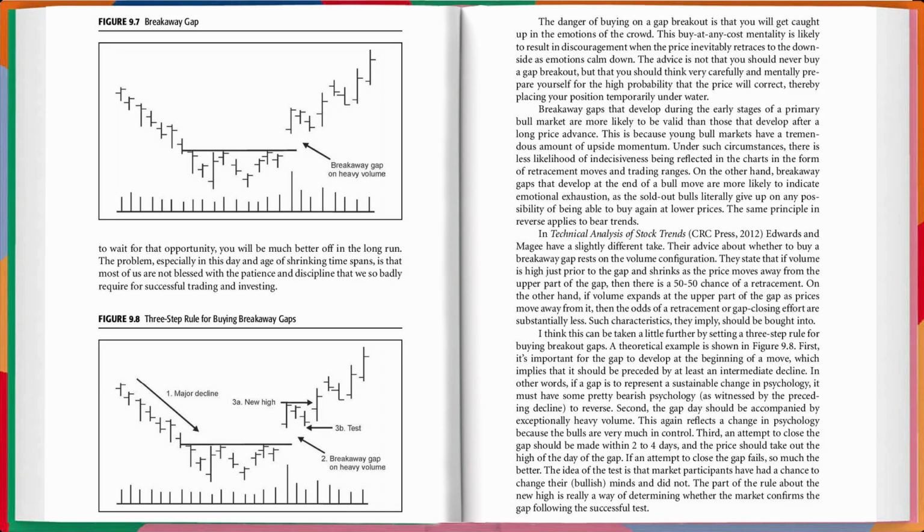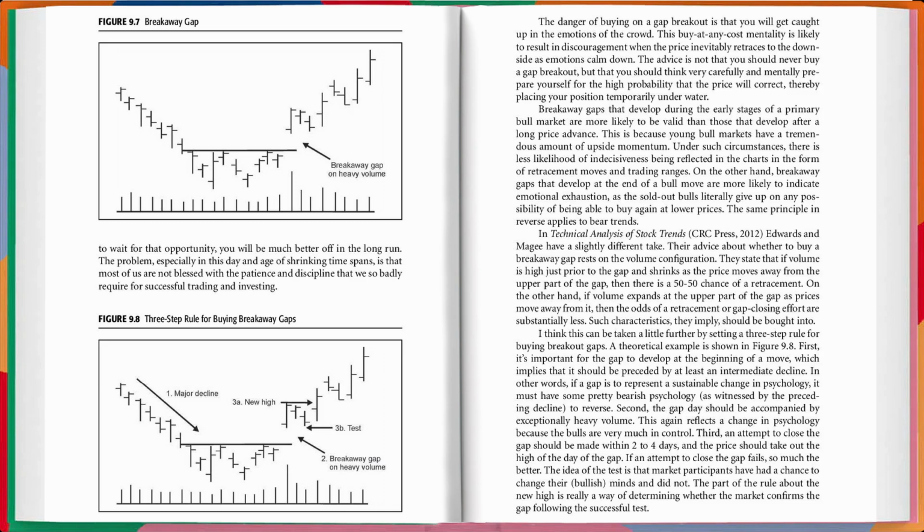Breakaway gaps that develop during the early stages of a primary bull market are more likely to be valid than those that develop after a long price advance. This is because young bull markets have a tremendous amount of upside momentum. Under such circumstances, there is less likelihood of indecisiveness being reflected in the charts in the form of retracement moves and trading ranges. On the other hand, breakaway gaps that develop at the end of a bull move are more likely to indicate emotional exhaustion, as the sold-out bulls literally give up on any possibility of being able to buy again at lower prices. The same principle in reverse applies to bear trends.